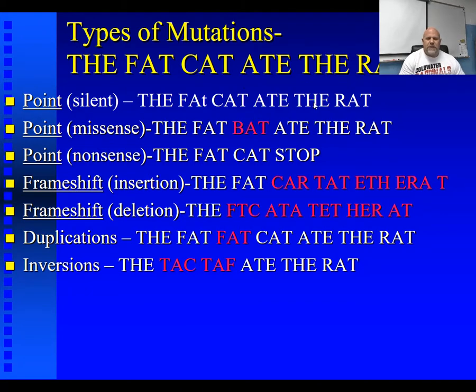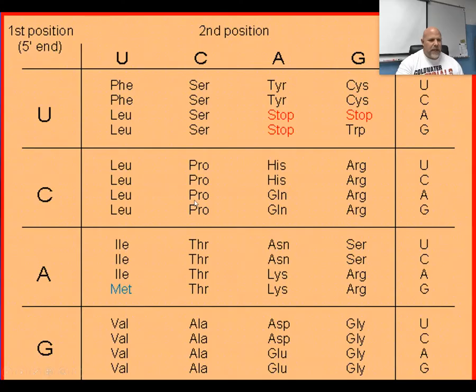So we have one mutation, it's called a point silent mutation. In this particular situation, we change the letter in the code, but it doesn't change the amino acid that's coded for. So if you think about the code, I could change a CCU to a CCC or a CCA or a CCG, and it's still going to code for proline. Those are what we would call silent mutations. They're changes, but they really don't change anything.